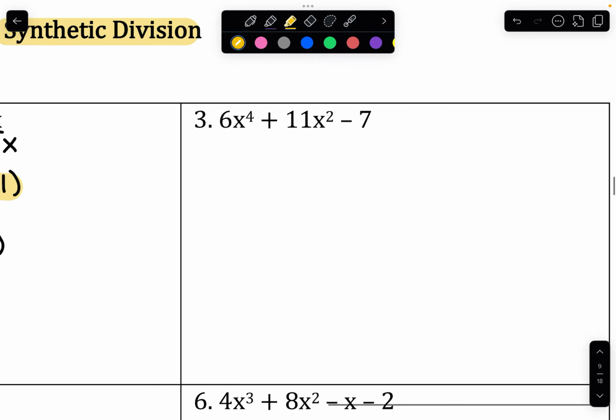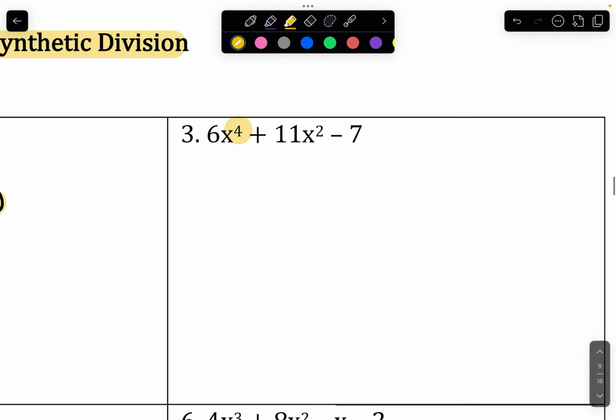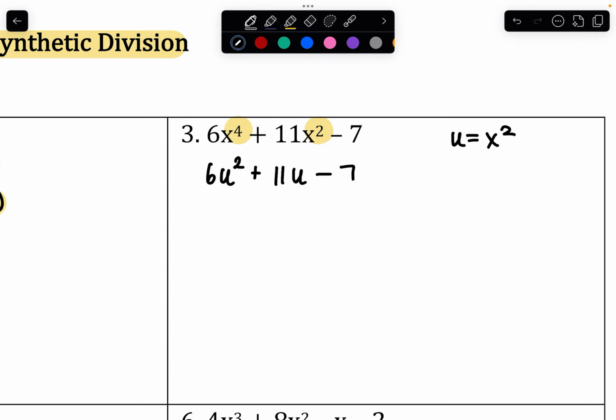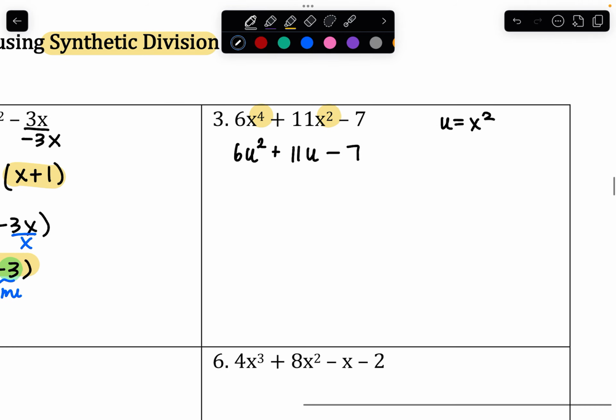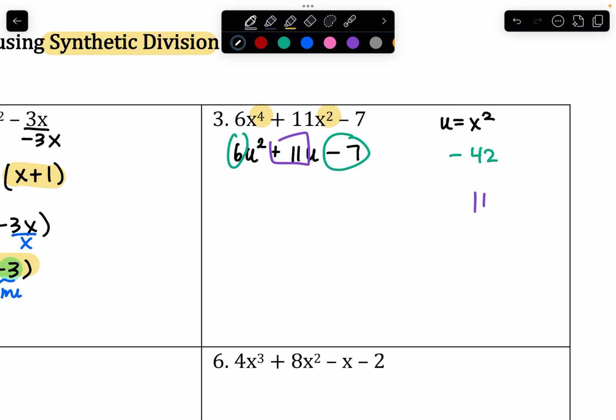Okay, next up, we have degree 4 going to degree 2. It's a trinomial, and so we could try u substitution, setting u equal to x squared. So that means I have 6u squared plus 11u minus 7. This time our quadratic has an a value, so a times c is negative 42. And we need our numbers to add to 11. Two numbers that multiply to negative 42, but add to 11.